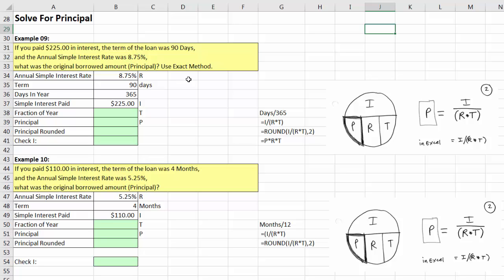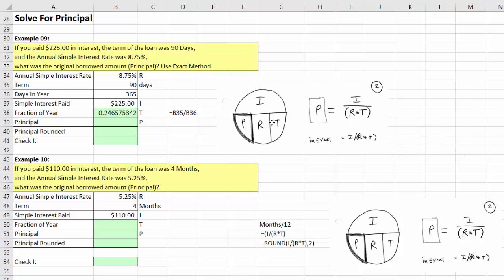Use the exact method. Well, we've listed our variables. Simple interest rate, 90 days. Oh, look, I put 365 as a variable into our cell, and there's the interest. Fraction of a year equals, there's the 90 days. We're using exact, so I'm going to divide by this 365. Now we have to solve for principal. We can look at our diagram.